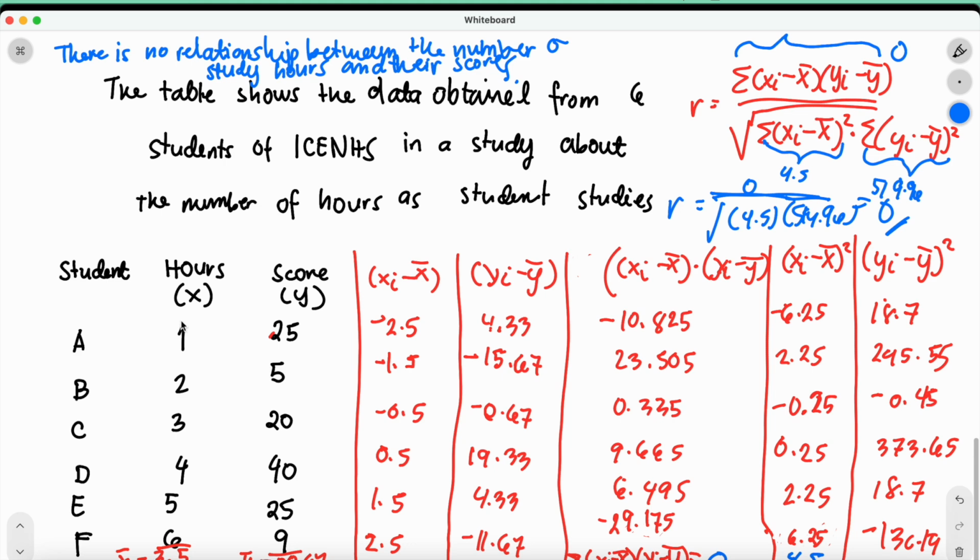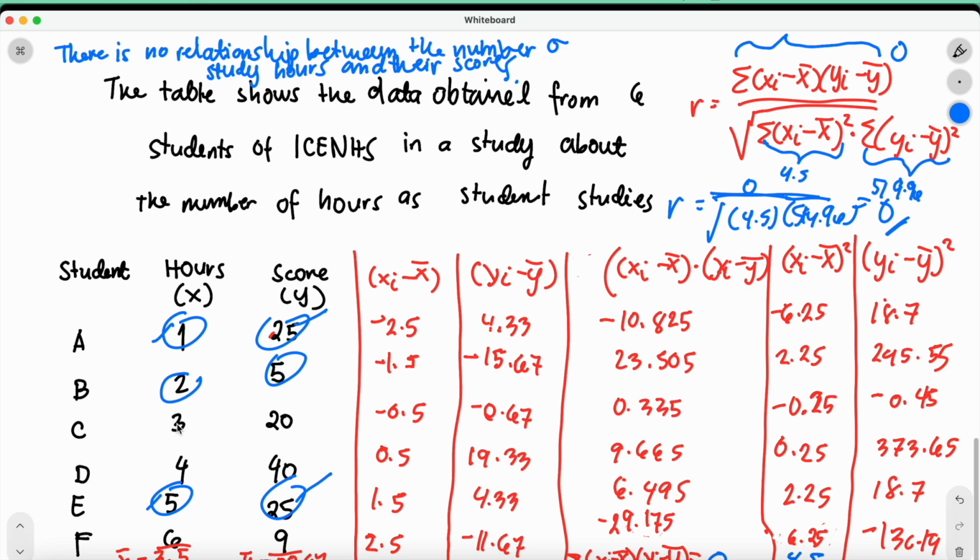Let's see here. Student A studies for 1 hour and still gets 25, right? Student B studies for 2 hours but instead gets 5. And when you see here, the student who studies 5 hours also gets 25, which is very different from studying 1 hour to 5 hours. So it tells us that your score is not affected by the number of hours you study.